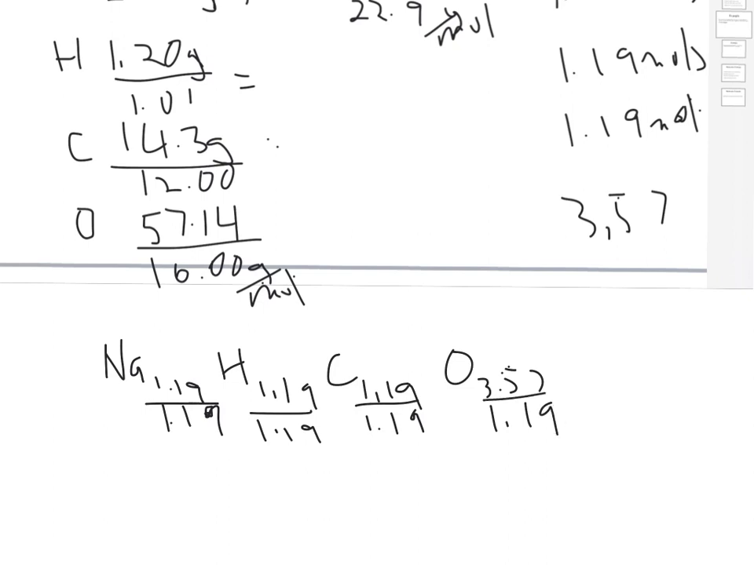And that will end up giving us sodium to the 1. 1.19 divided by 1.19 is 1. H to the 1, C to the 1, and O will be very close, if not exactly, to the 1, or to the third. So we are rounding to the nearest whole number.